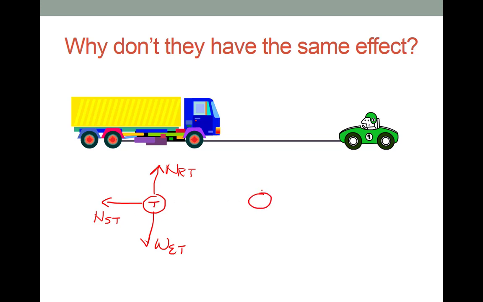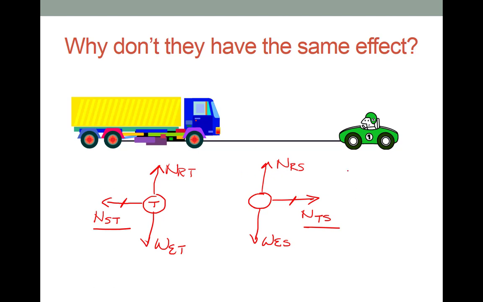So now if I look at Sir Speedy, I have the normal from the road on him, his weight, and then I have the normal from the truck on him during the collision. And again, if I look, there's my third law force pair. So this force and that force have to be equal in magnitude.